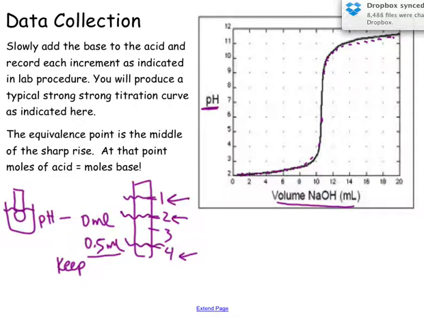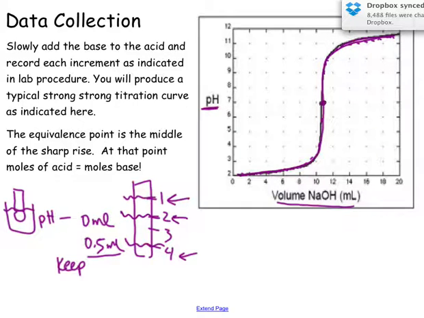So what you need to watch for is this sharp rise. This sharp rise is where we're going to get our important information. Okay? It's the place with the highest inflection. It is in the middle of the sharp rise is our equivalence point.